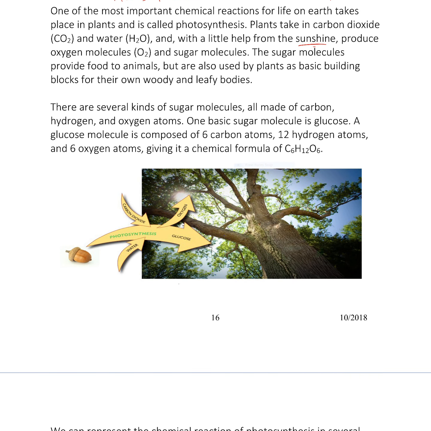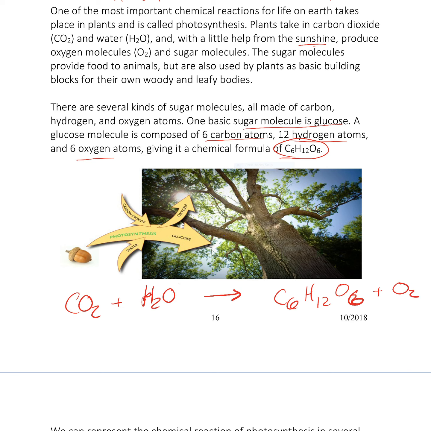So the idea here is that a basic sugar molecule like glucose, which is made of 6 carbon atoms and 12 hydrogen atoms and 6 oxygen atoms, or C6H12O6, is the product of a reaction between carbon dioxide, which goes into a plant, and water, which goes into a plant. So these are the two things you need to feed to a plant in order to produce sugar and oxygen. And in order for this chemical reaction to proceed, it must obey the law of conservation of matter.